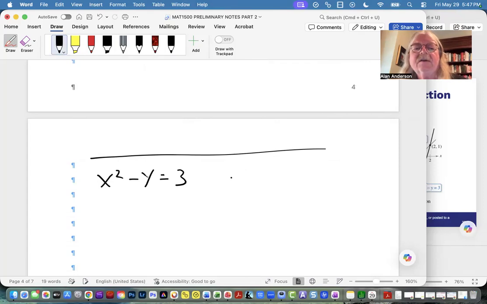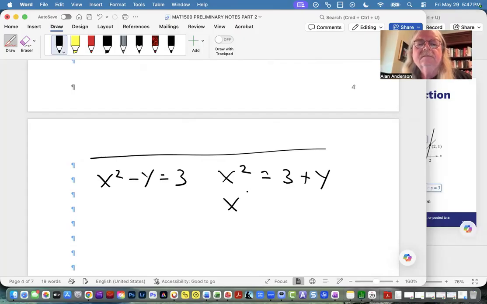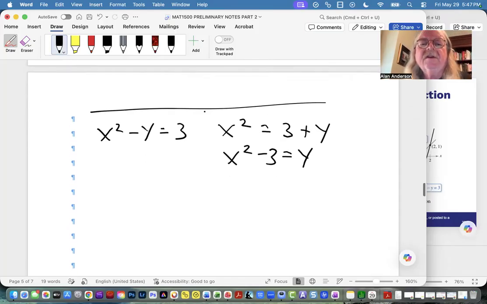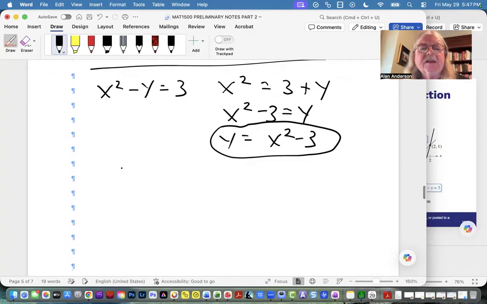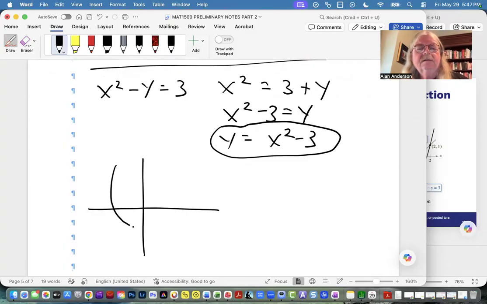Now, I don't know why they had to do that. I would prefer to see it written like this, or simply y equals x squared minus 3. I think if it's written in this form, it's easier to visualize what it looks like. It's basically going to look something like this. And the intercept will be this negative 3.